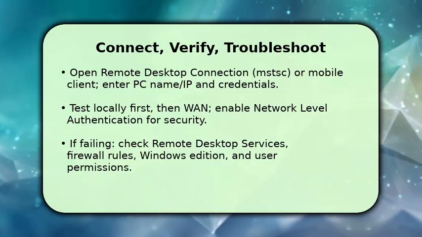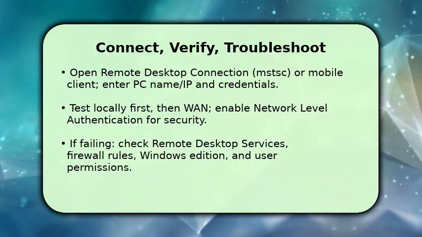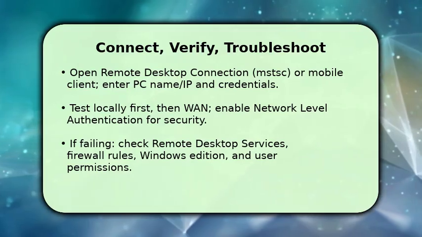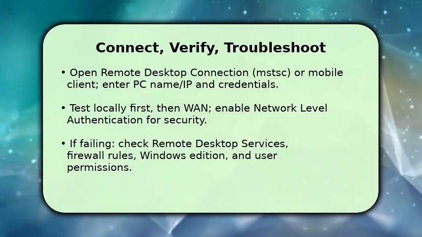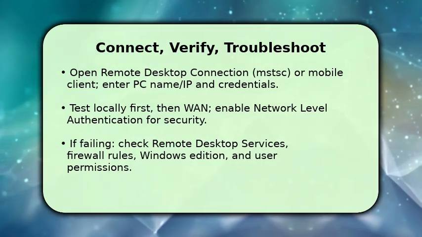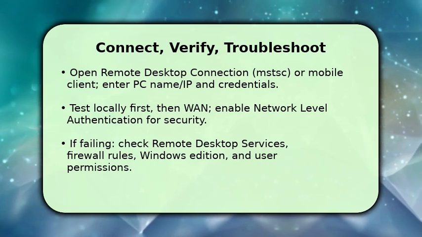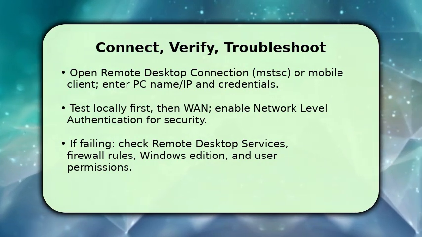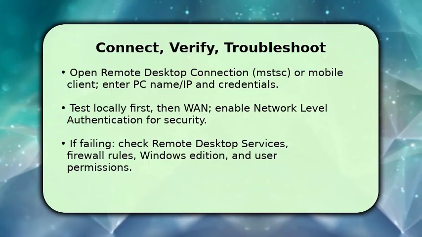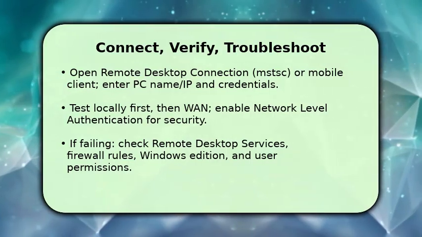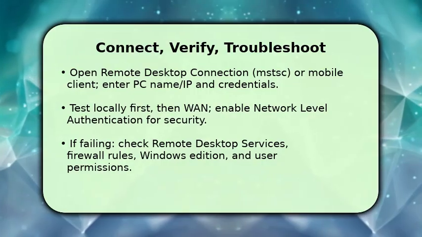If the session fails, check Remote Desktop services are running, confirm firewall rules allow port 3389, verify the PC edition supports incoming RDP, and ensure the user is permitted. One key troubleshooting tip: enable network-level authentication and restart the Remote Desktop services before retesting.